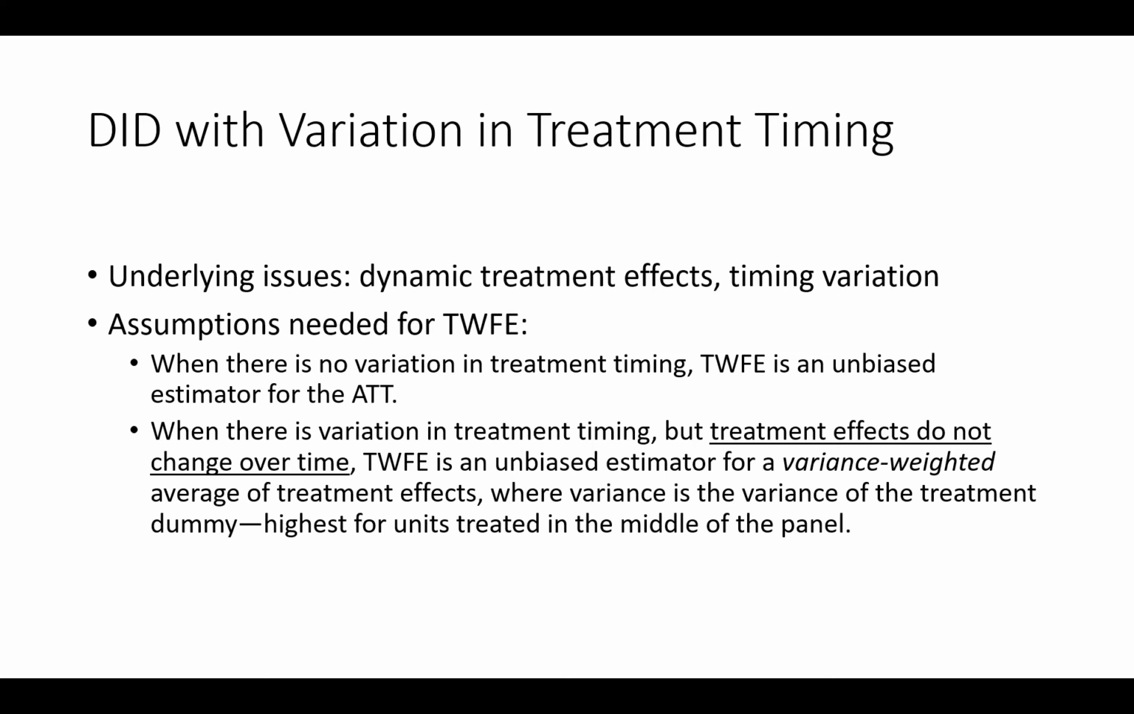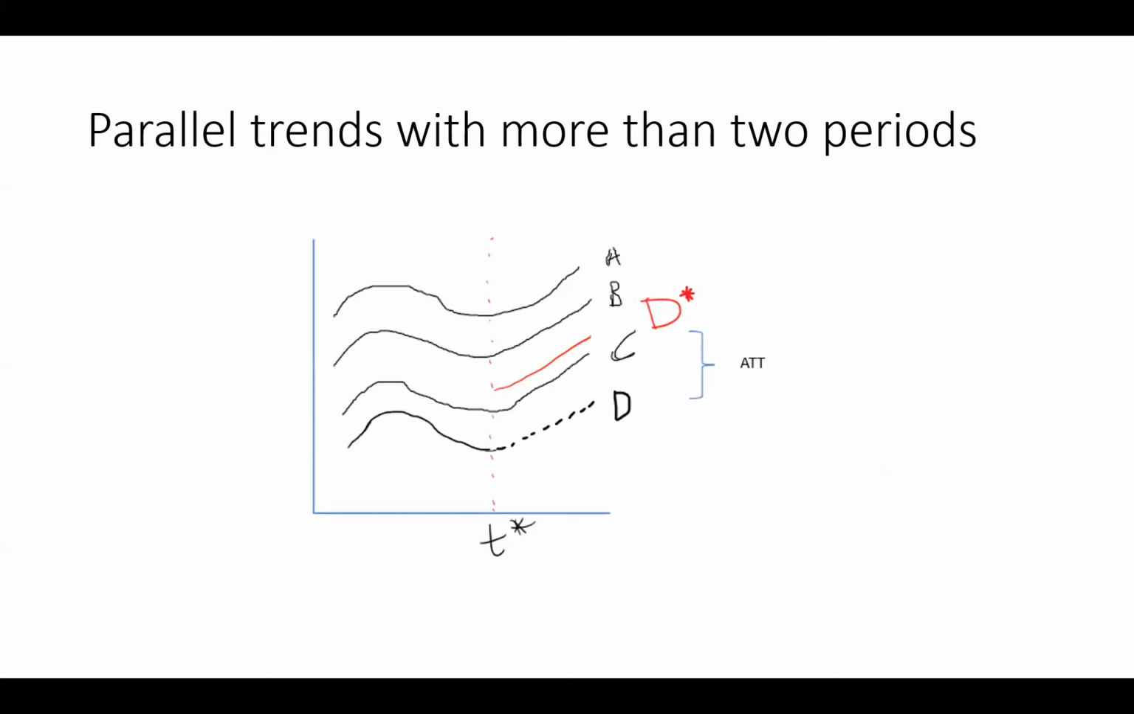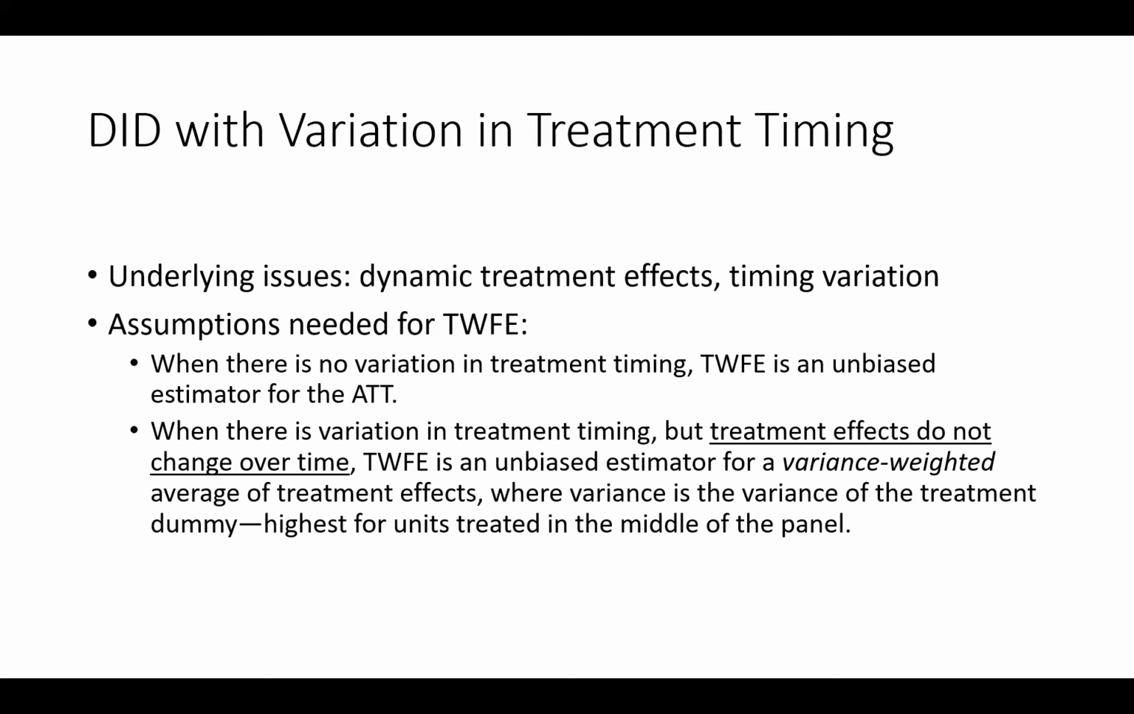But when there is variation in treatment timing, you need another assumption. In that case, if the treatment effects don't change over time, which is what I was showing in this earlier model, where you have the same difference right at the treatment time versus later on, so if that treatment effect is stable over time, then two-way fixed effects is also an unbiased estimator, but for a slightly different estimate.